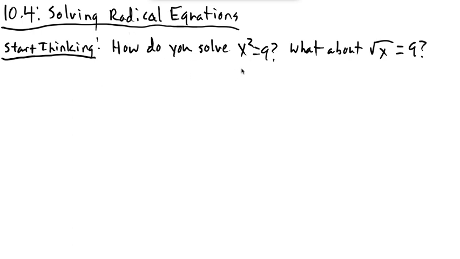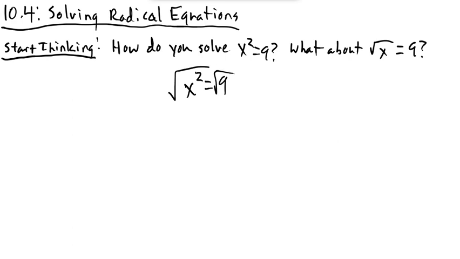How would you solve x squared is equal to 9? And then once you think about that, think about what about square root of x is equal to 9? So how do you solve x squared is equal to 9? Well, remember, to get rid of a square, what do we have to do? We have to take the square root. So if we have x squared is equal to 9, we have to take the square root.